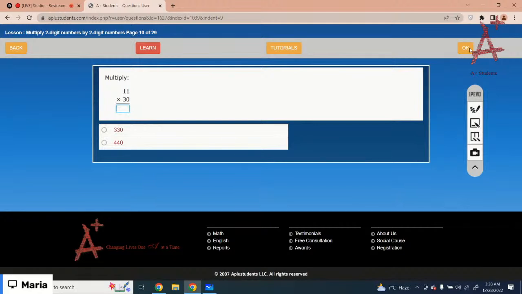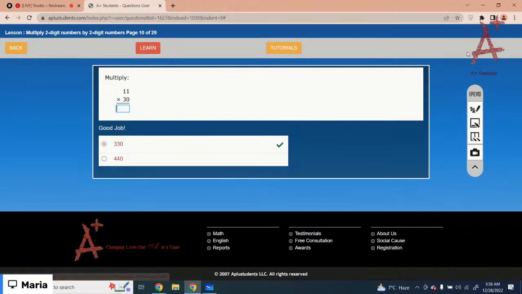It is 330. 11 times 3 is 33. Just multiply the non-zero numbers and add the zeros at the end. 11 times 3 is 33. You have just one zero with 30. So add the zero, it would be 330. Got it?